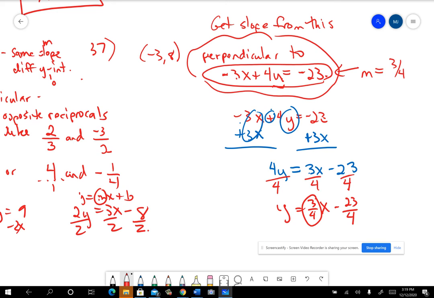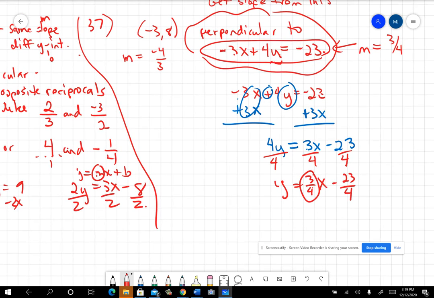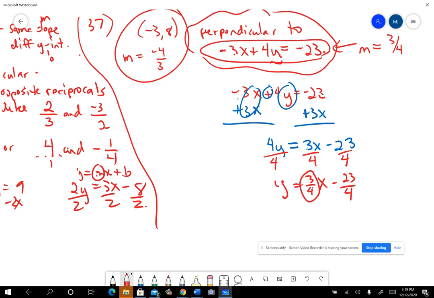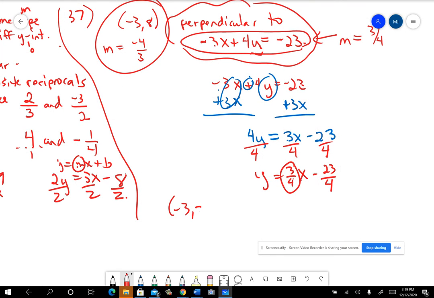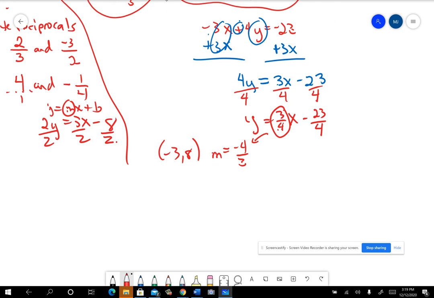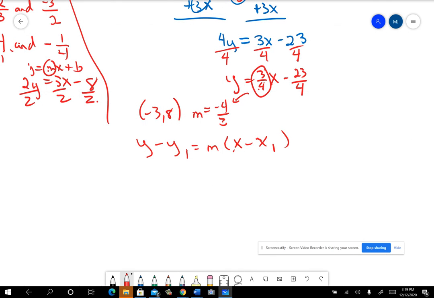So my line has to be perpendicular to that. So my line that has to go through the point -3, 8, it better have a slope that's -4/3. All right. So what we're going to do to finish this problem up is we're going to take that information right there, and I'm just going to bring it down. We're going to take the point, and our line had to be perpendicular to this one, so that's why we used -4/3 for the slope. And we're going to start with the point slope formula.